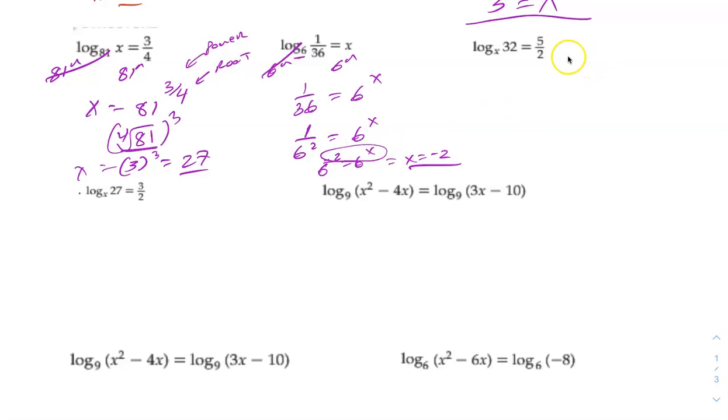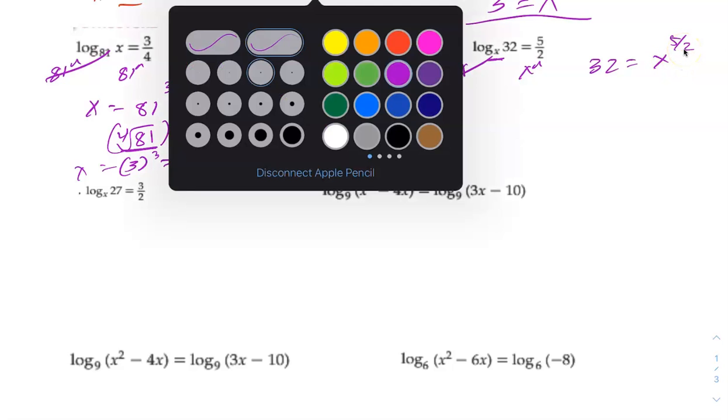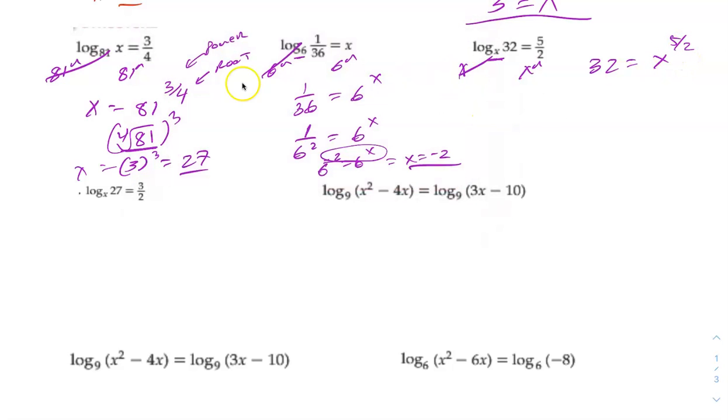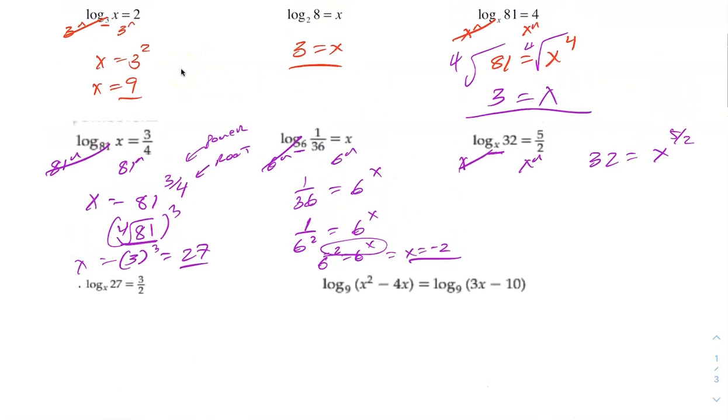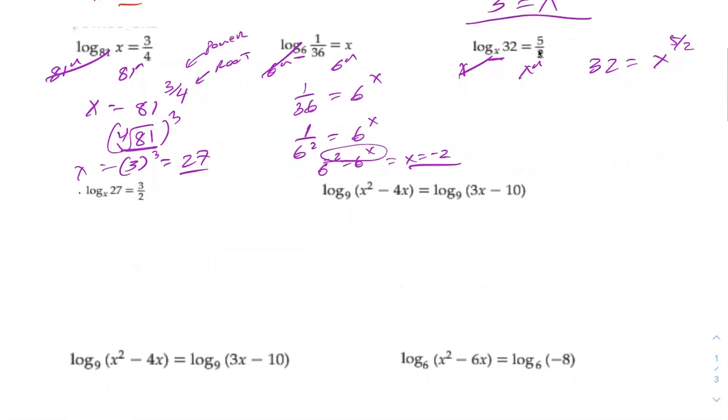Next one. Same idea, the base of both sides. These cancel. 32 equals x to the 5/2. Now how do we solve this? We want to do reciprocal power. So same thing we did up here. Right, you did the 4th root of both sides. But that's the same thing as just doing the 1/4 power to both sides. So you want to do reciprocal power. So we're going to take the 2/5 power of both sides.